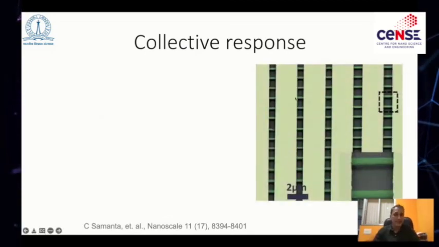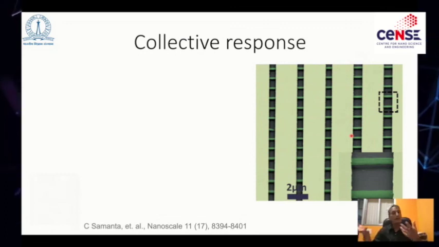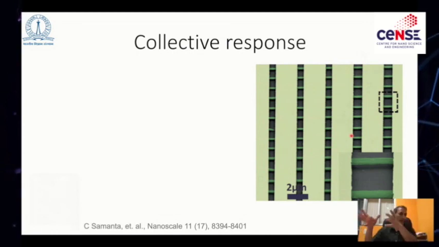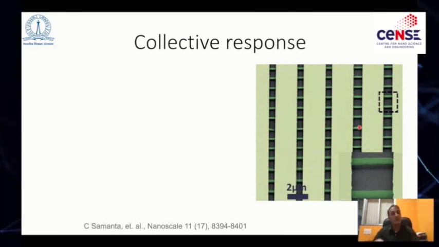For example, in this case, we have made lots of these devices, right? These are devices made of MoS2. We worked with Vasu on this project. These are all individual devices about a micron long. So the question you can ask is, is it possible to mimic what biological entities are doing, like these fireflies that are flashing? Is it possible for us to make sure that this device moves in synchrony with this device? Is it possible for all of these 25, 30 devices to move together?